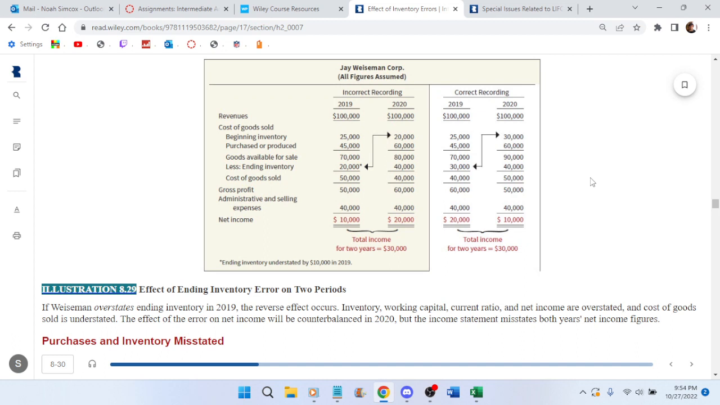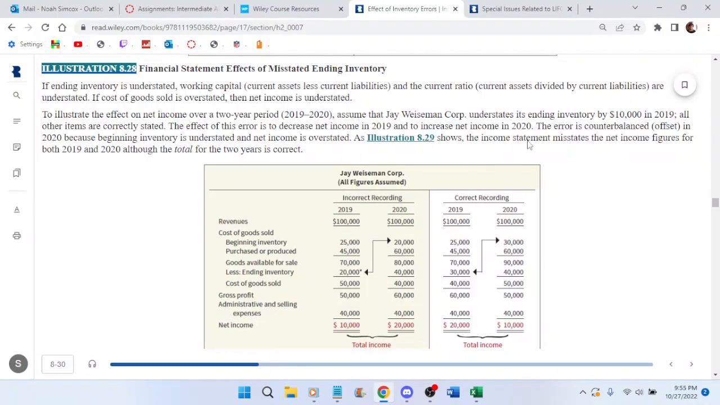What is the final result of cost of goods sold? When you understate the inventory by $10,000 in the first year, cost of goods sold is going to be overstated. The second year will be understated by $10,000. In the year 2019, the ending inventory was understated by 10,000. So the cost of goods sold was overstated in that year, and the next year was understated.